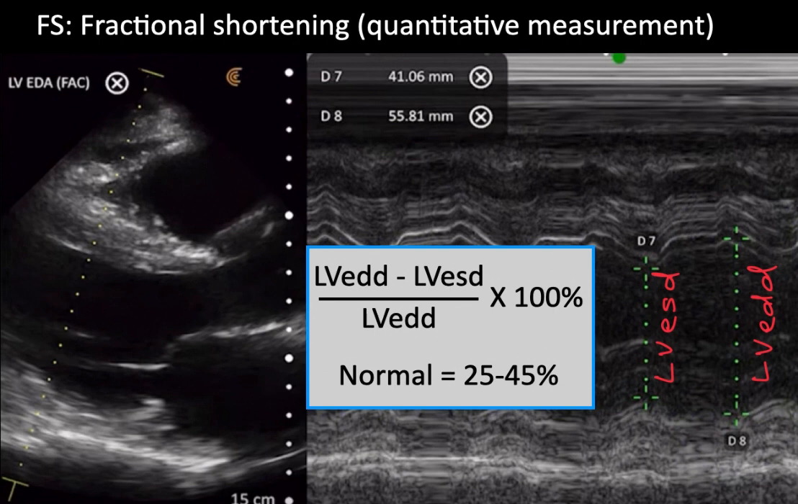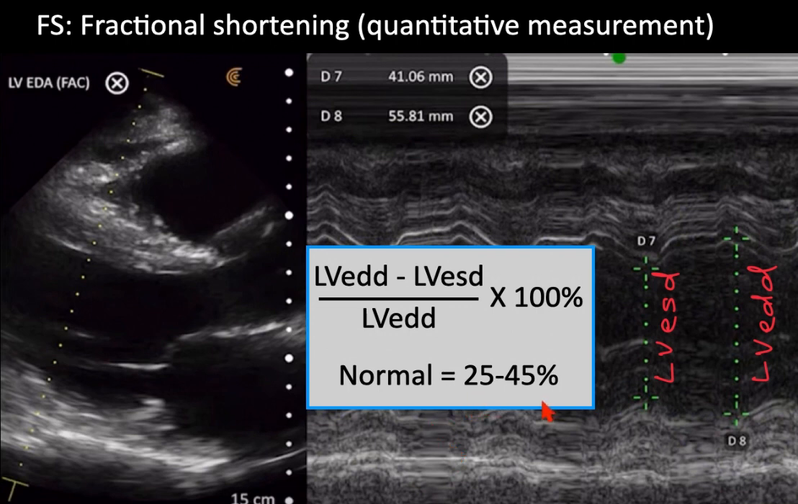The formula to calculate fractional shortening is the diameter of LV at end diastole minus the LV diameter at end systole, divided by the diameter at end diastole, times 100%. You can obtain these measurements by doing M-mode, which can be performed either in the parasternal long axis view or the short axis view. The M-mode cursor is placed distal to the tip of the mitral valve. Normal contractility has a fractional shortening of 25 to 45%.